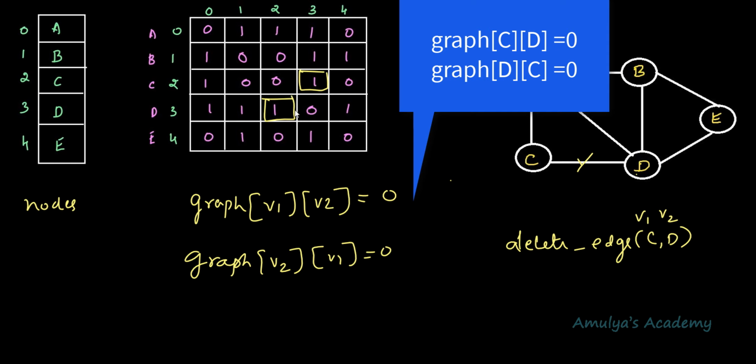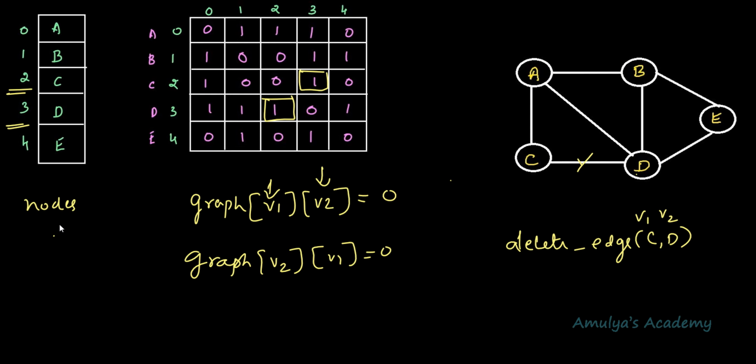What is this? To get this, I need to use graph of v1 v2. Here v1 and v2 are the nodes, but in this nested list we can't use nodes as the index of the matrix or nested list, because in the nested list the index can be a number like 0, 1, 2, 3, 4. It can't be nodes, right? That's why first you need to get the index of v1 and v2 from this nodes list. Here v1 is C, v2 is D. So first I need to get the indices of v1 and v2, that is C and D, from the nodes list. Then here we need to write that index, graph of 2, 3, and make it 0.